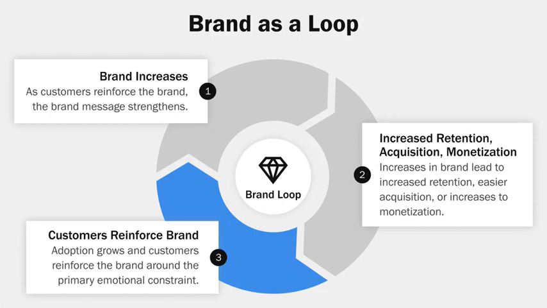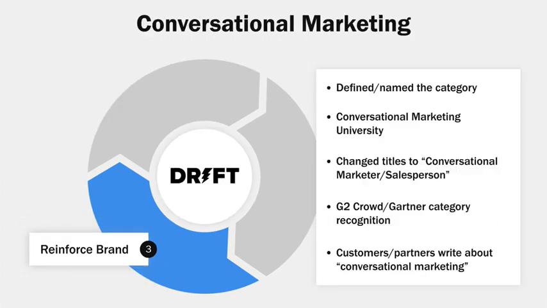Now, when we think about brand as a loop, the key question is how are the customers or the company reinforcing around the primary emotional constraint that helps develop and grow the brand over time? Well, if we look at something like Drift, which has created that category of conversational marketing, they and their customers have taken a number of actions to reinforce the brand around this primary emotional constraint. First of all, Drift defined and named the category. They created a conversational marketing university where you can learn about conversational marketing, get a credential posted to your profile, once again reinforcing that brand in that category.